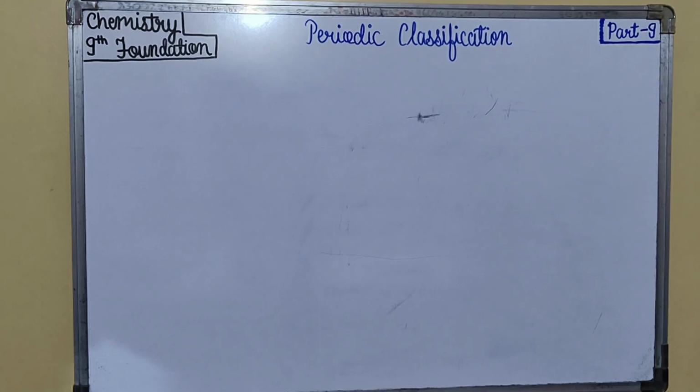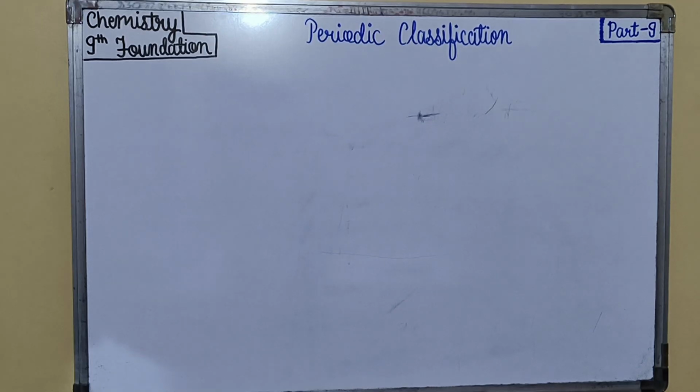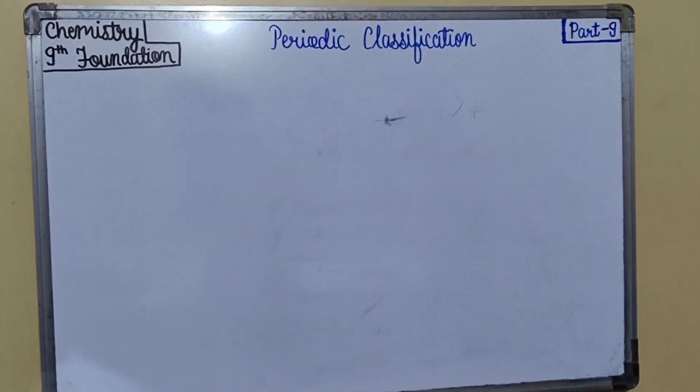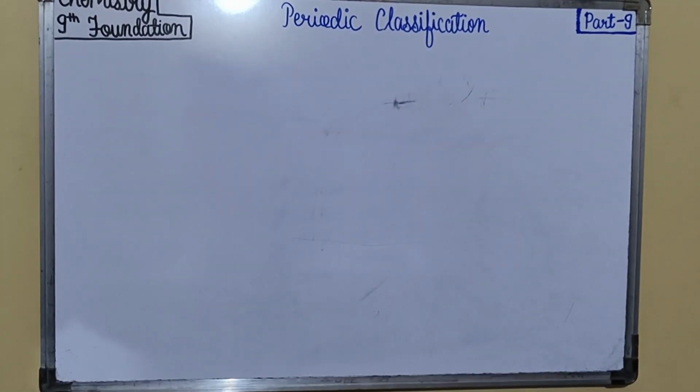Today we are going to learn class 9th foundation, subject chemistry, chapter periodic classification, and this is our part 9. Today we are going to start with the significance of period number and group number.